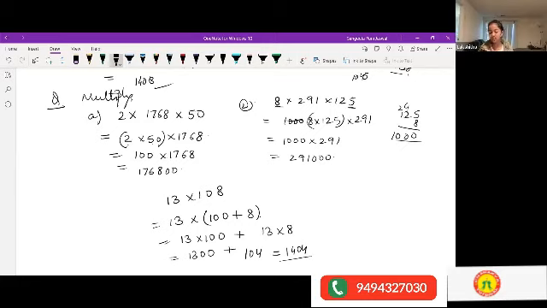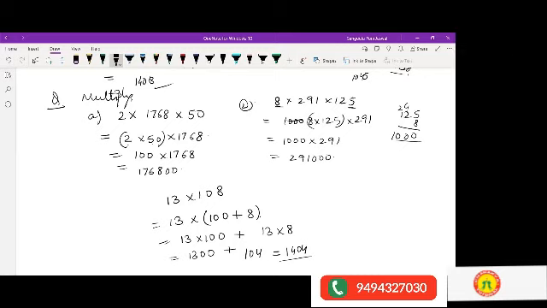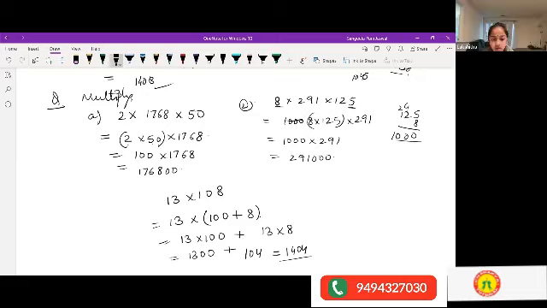Ma'am, I did 10 plus 3 in brackets times 100 plus 8 in brackets. That is also okay. That is also you applied the distributive law only. But in that case, the number was just small. If you could do with this number, that would make your calculation even more easy. Okay, good.